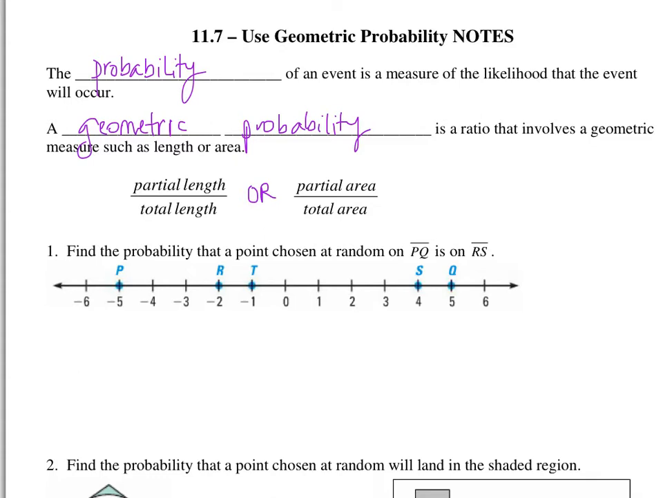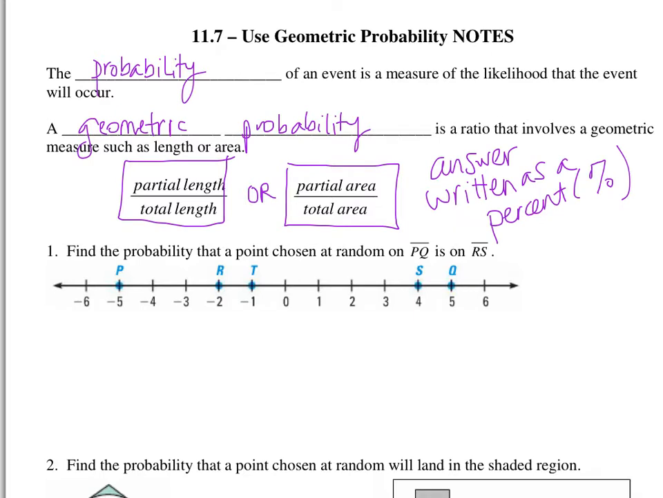If you're dealing with length of something, like this number line, we're going to use this first part. So we're doing the part out of the whole. And if we're dealing with area, like in a 2D figure, what we've been talking about with a shaded area, if we want to find the probability of it being in a certain section, then we're going to do the partial area over the total area. And when you divide it, our answer will be a percent.